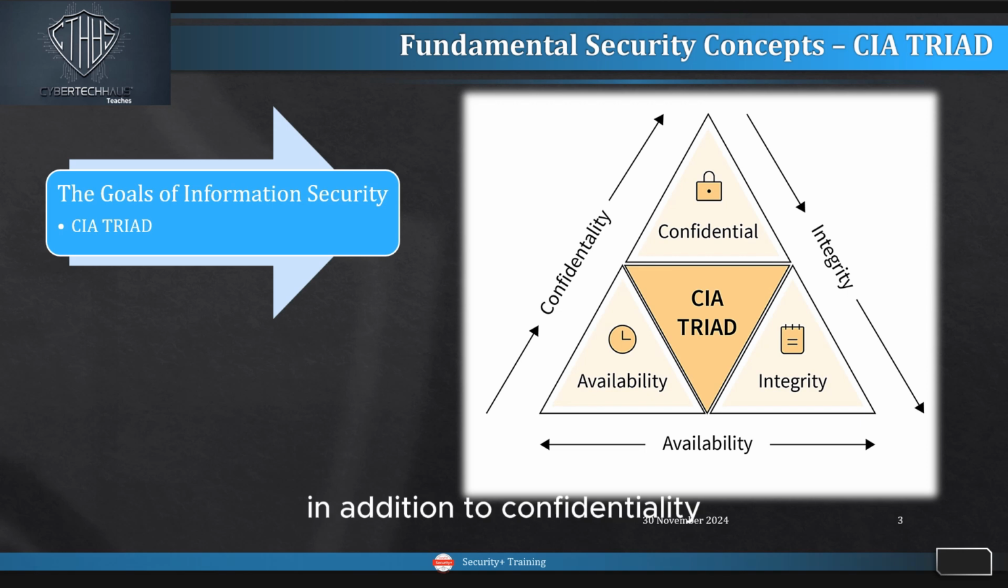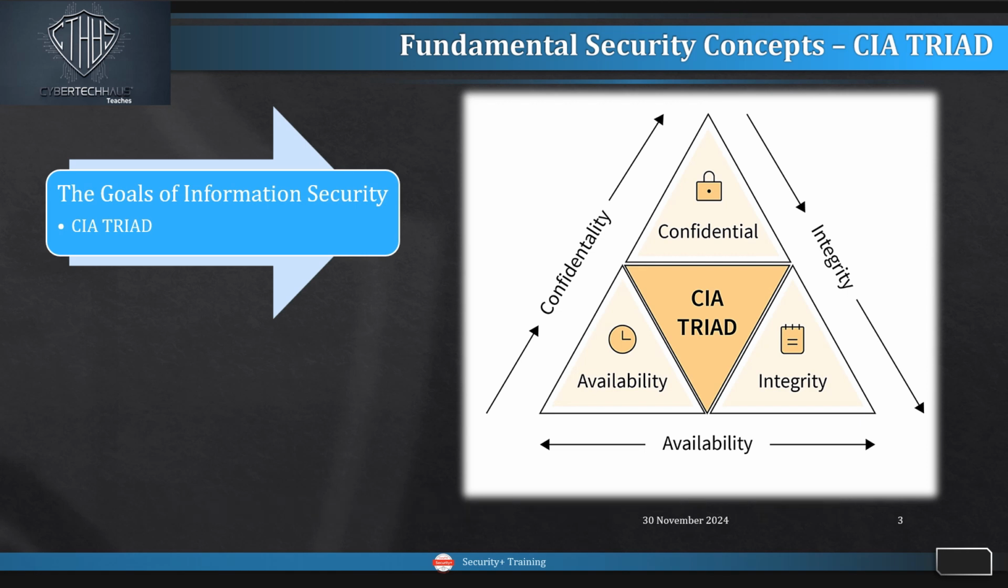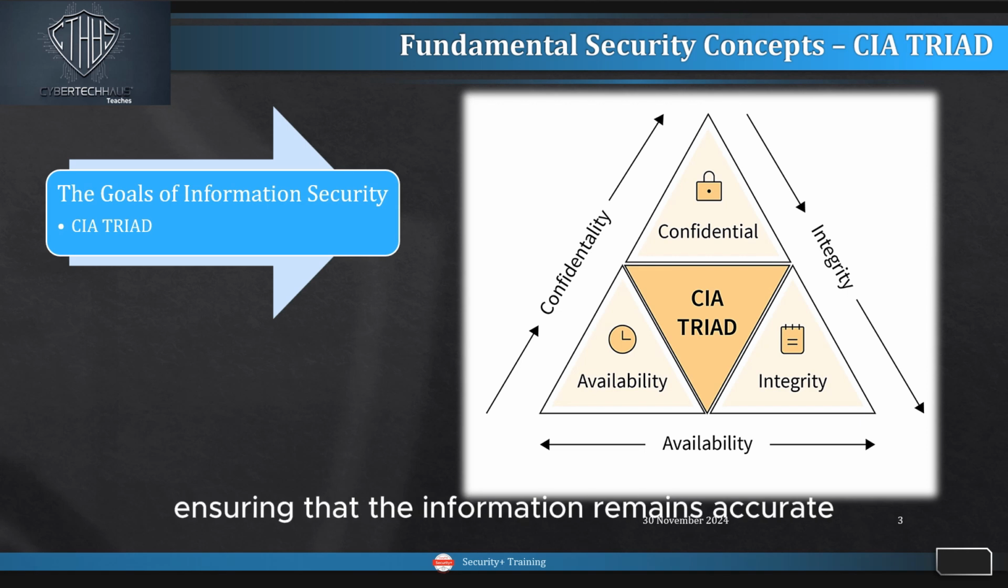In addition to confidentiality, information security professionals are responsible for preserving the integrity of an organization's data. This means preventing unauthorized changes, whether from intentional tampering by an attacker or accidental disruptions. Maintaining integrity is vital to ensuring that the information remains accurate and reliable.